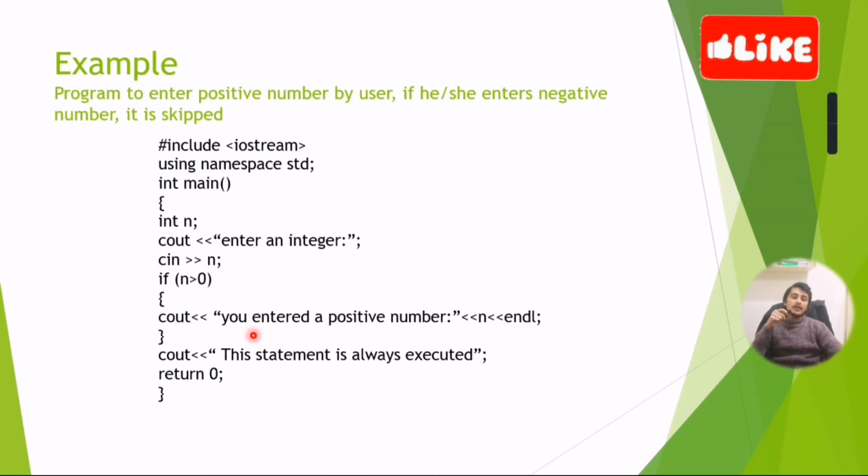It means that if you write a number which is positive, then both this and this will be printed. But if you write a number which is negative, then only this statement will be printed, because if the condition is not true, it will skip that part and then print this on your computer screen. So you can pause this video here and write that code in Dev C++ for your practice, and then move to the next slide.